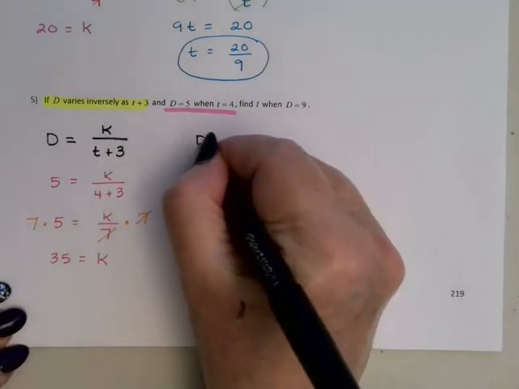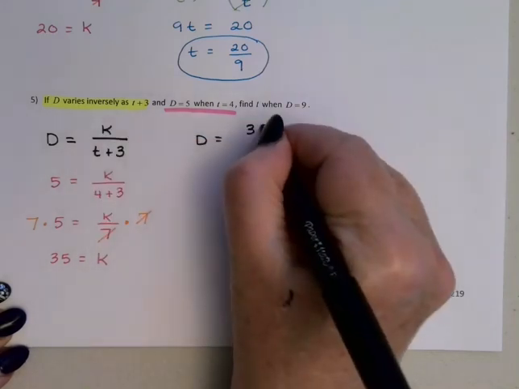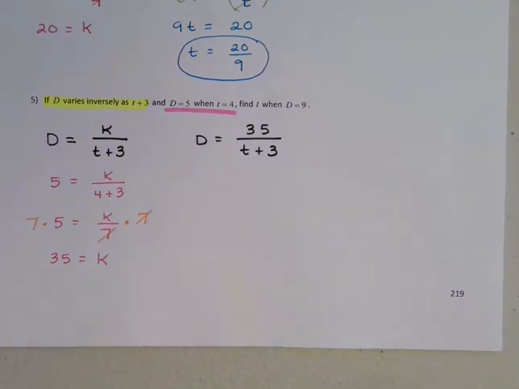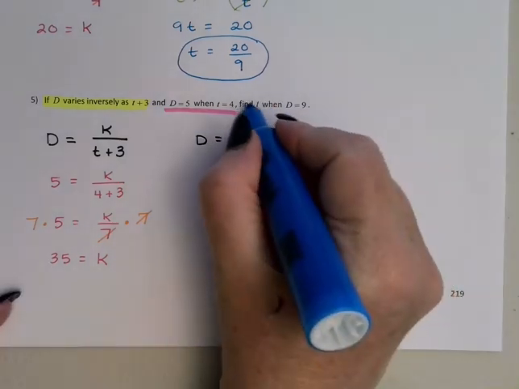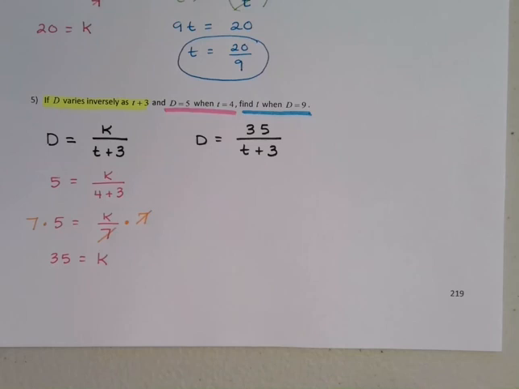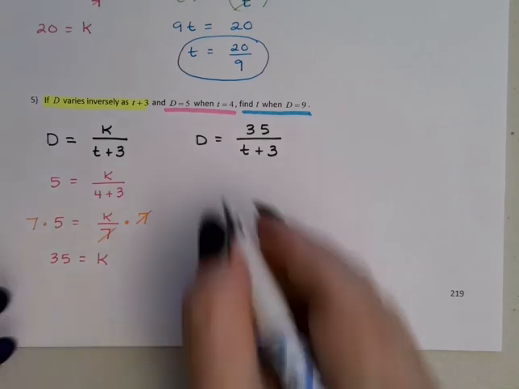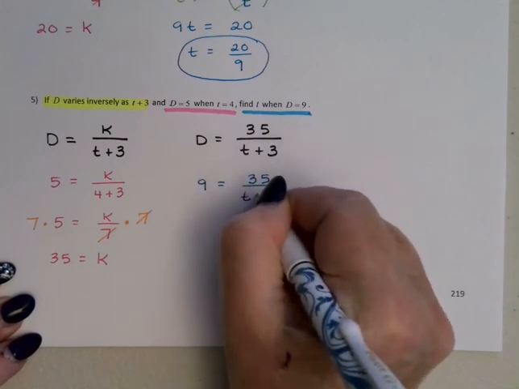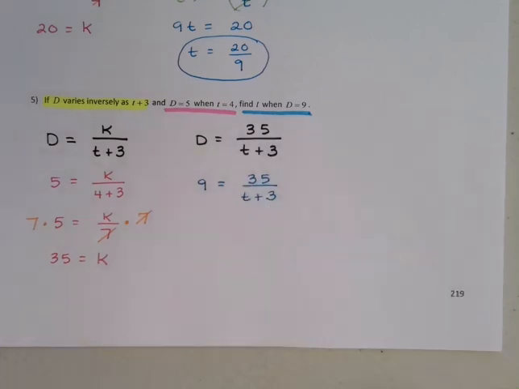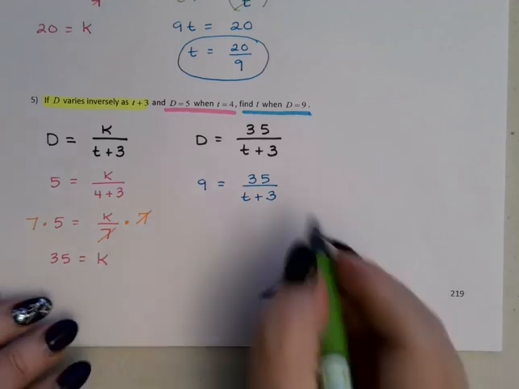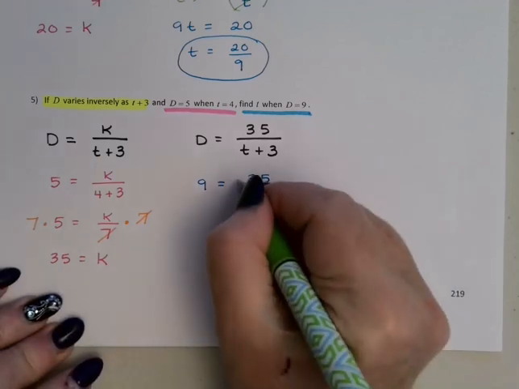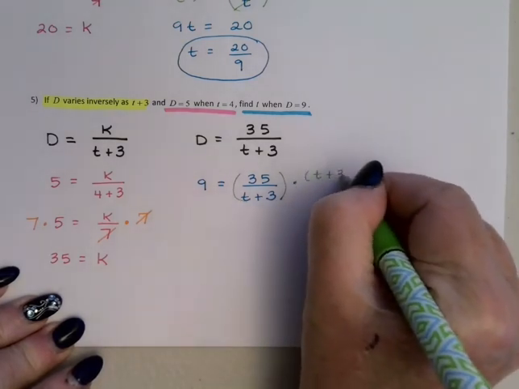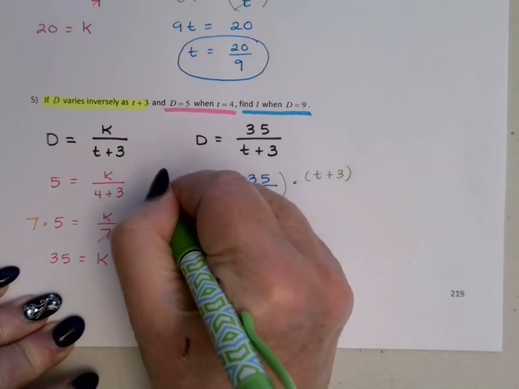So I now know that d equals, k is 35 over t plus 3. I'd like to find t when d equals 9. So I'll put 9 in for d, and we'll solve for t. Notice again we've got a rational equation. I'm going to clear the fractions by multiplying both sides by the common denominator, which is the only denominator, t plus 3. Just make sure that you do it on both sides.